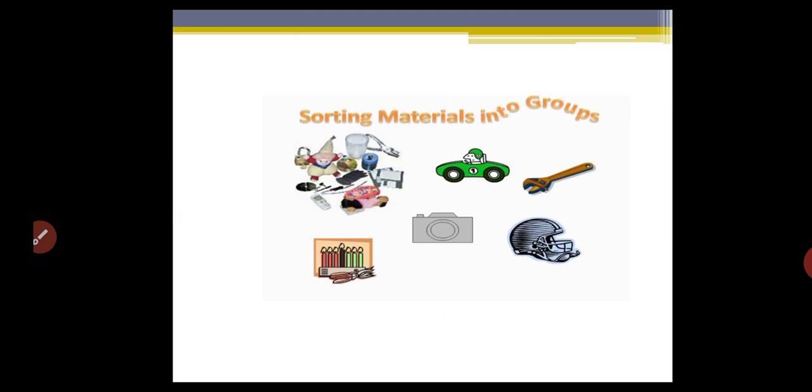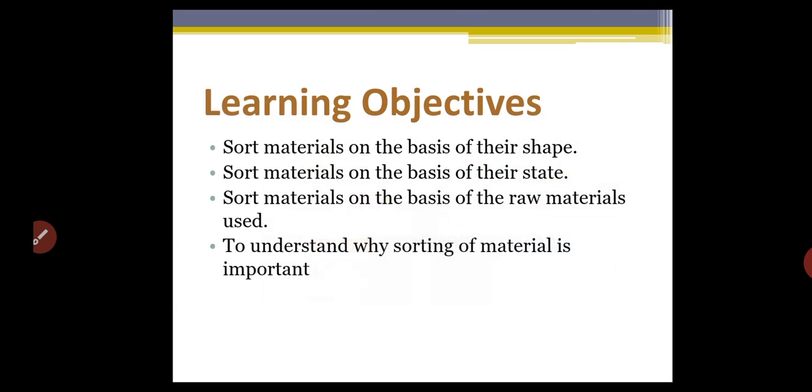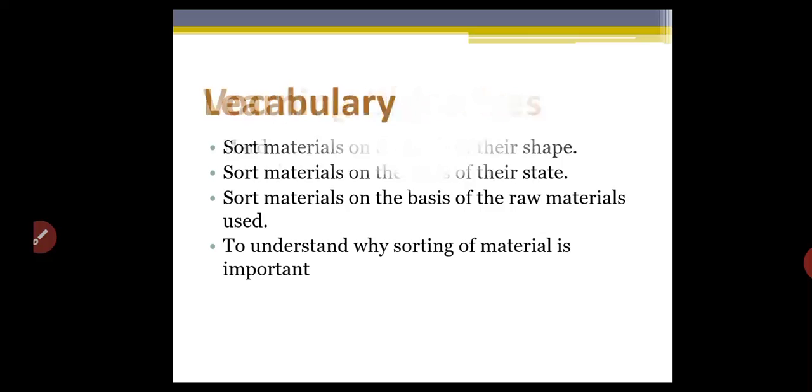So, here we are going to learn a new chapter called Sorting Materials into Groups. Sorting materials into groups is nothing but categorizing materials into particular groups. The learning objectives are sorting materials on the basis of their shape, on the basis of their state, on the basis of the raw materials they are made from, and to understand why sorting is important or necessary.